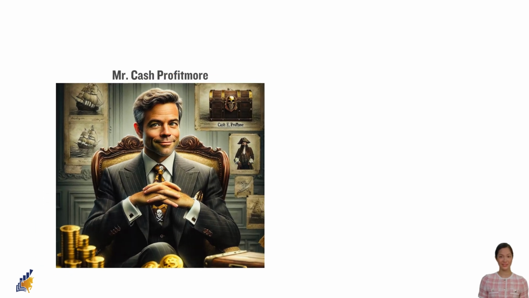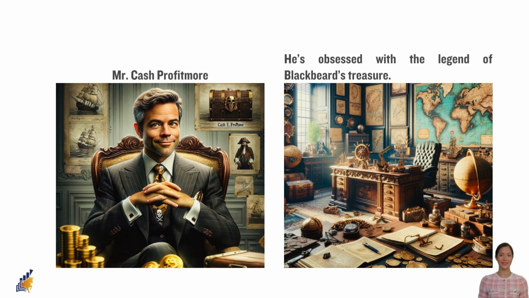Silvertooth knows the CEO of Learn Wall Street Capital, Cash Profitmore. Profitmore is famous for making risky bets in search of outsized returns. He's obsessed with the legend of Blackbeard's treasure. His firm funded 3 prior expeditions looking for the treasure, but none of the attempts succeeded because he didn't have the map. Profitmore is very interested in financing the treasure hunt. He will invest any amount up to the full cost of the mission, which is $15 million. However, he wants to double his money if the expedition is a success. Also, he wants to be paid first before Silvertooth.